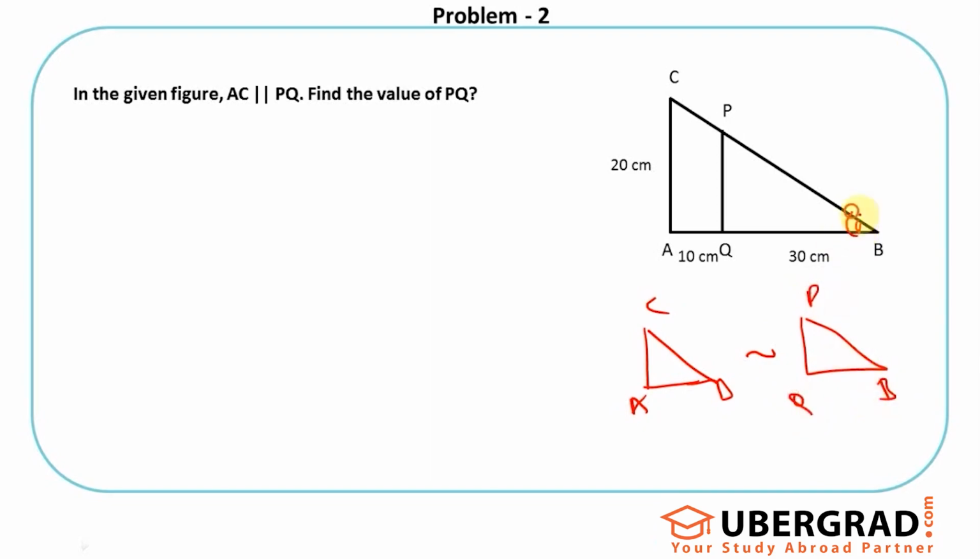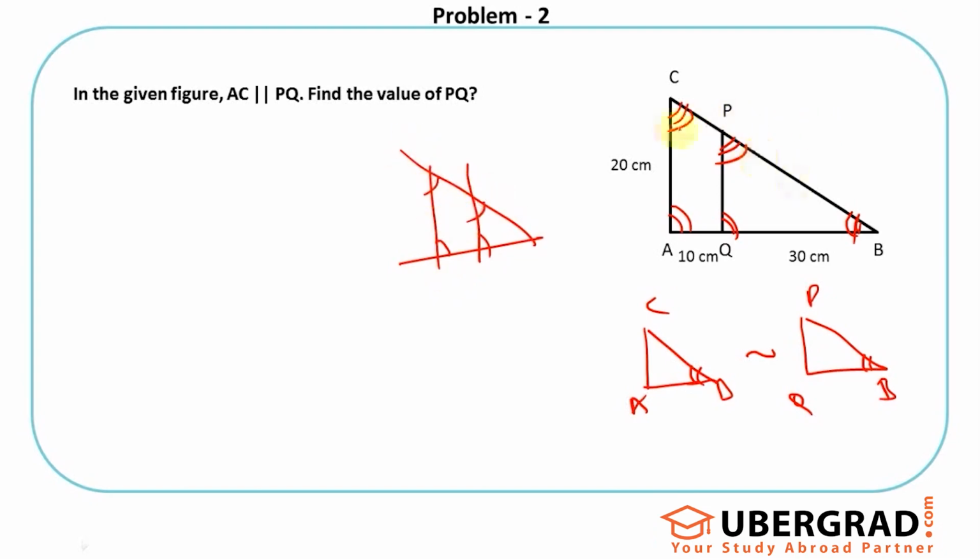Why? Angle B is common and these two are parallel lines, so angle A will be equal to this and angle C is equal to angle P. Right? Why? Because there are two parallel lines and there is a third line cutting, so automatically this and this will be equal. And there's something like this, automatically this and this will be equal.